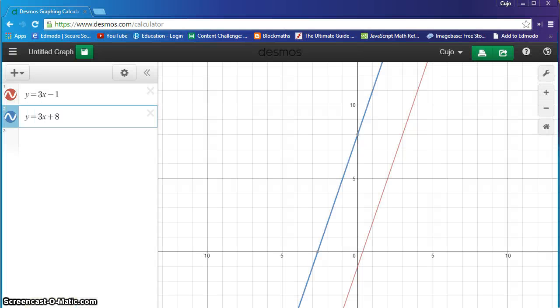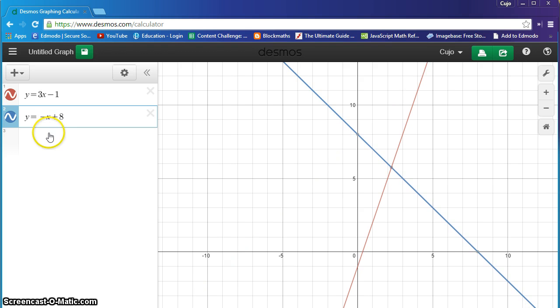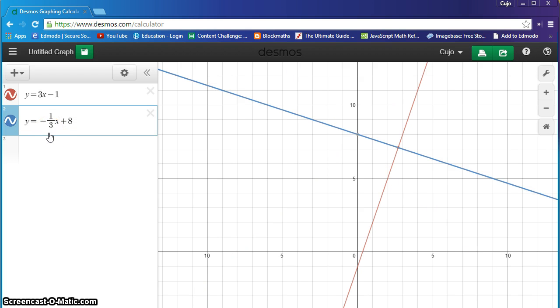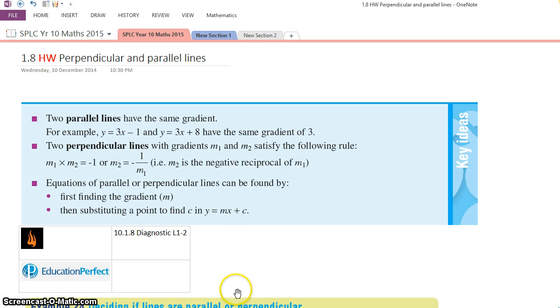So let's go back and look at our Desmos again. This first equation had a gradient of 3. The negative reciprocal of 3 would be -1/3. If we make that -1/3, you can see there those two lines are now at right angles to each other. So pretty straightforward. If they multiply to equal -1, 3 by -1/3 would be -1. Or if one gradient is the negative reciprocal of the other, you know that those lines will be perpendicular.